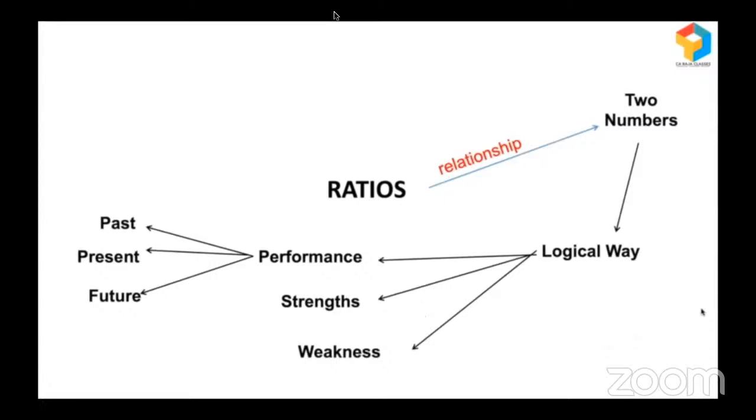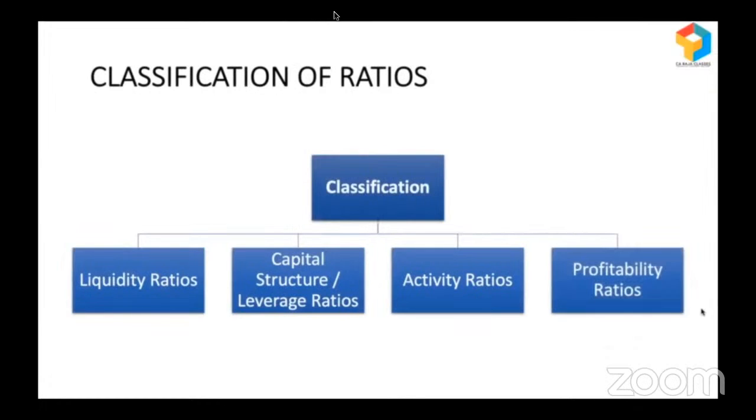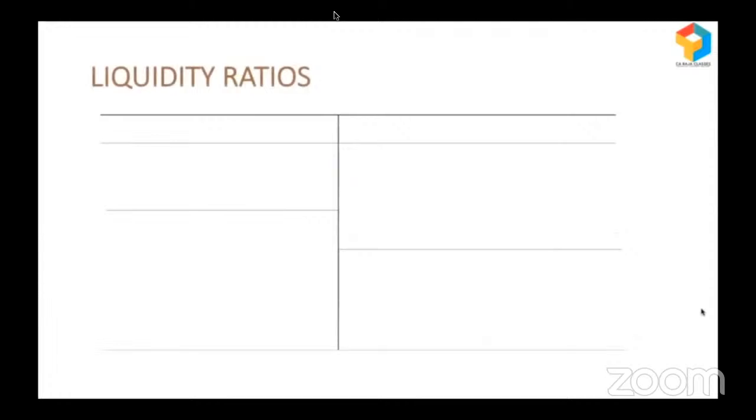Okay, so that's about ratios, and we are going to understand the ratios by looking at its classifications. Ratios are broadly classified into four categories. They are liquidity ratios, capital structure or leverage ratios, activity ratios and profitability ratios. First, let's get started with liquidity ratios. Already I explained what is liquidity. Liquidity is basically the ability of the business to meet its short-term expenses, short-term obligations without difficulty.